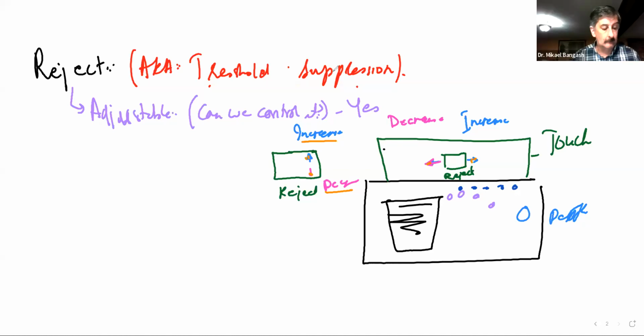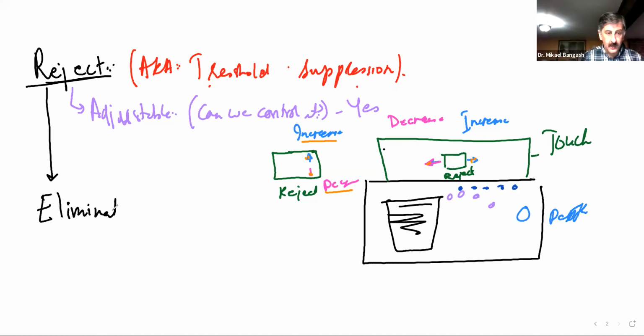Now, why is it that we need the function of reject? What's the purpose of this whole function here? The main purpose of the function of reject, or the function of reject of the receiver, is to eliminate noise. Did that make sense?